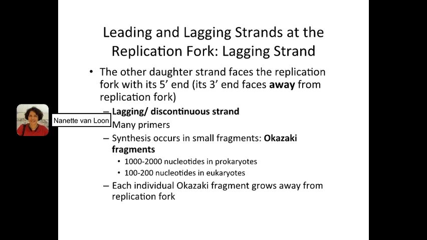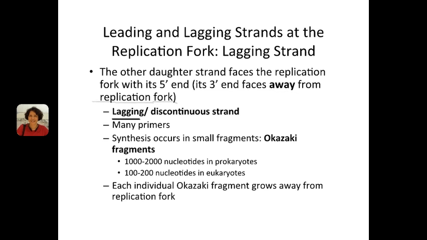Now we're going to take a look at the lagging strand of the replication fork. The lagging strand is the other daughter strand, and it faces the replication fork with its 5' end. In other words, its 3' end faces away from the replication fork. Why is this important? It is important because DNA polymerase can only add nucleotides to a 3' end, so the strand can only grow away from the replication fork.